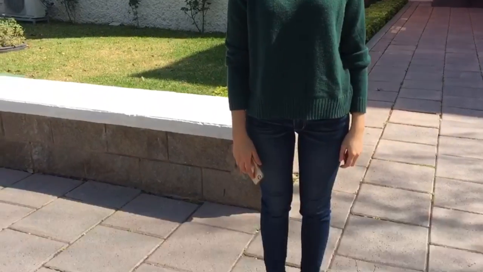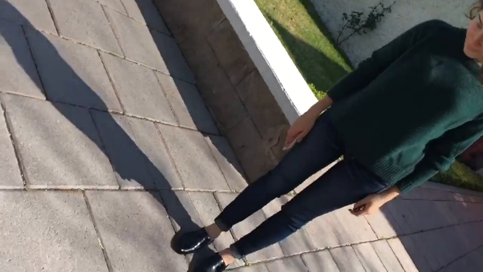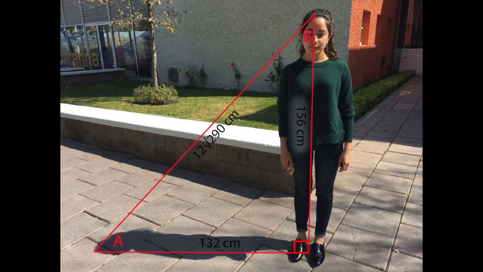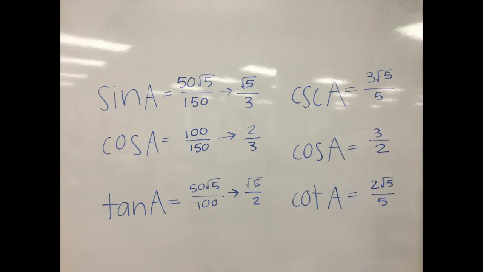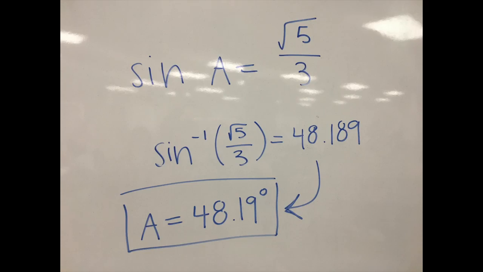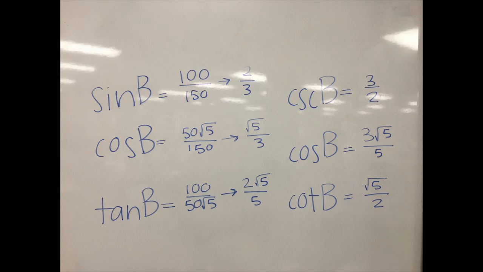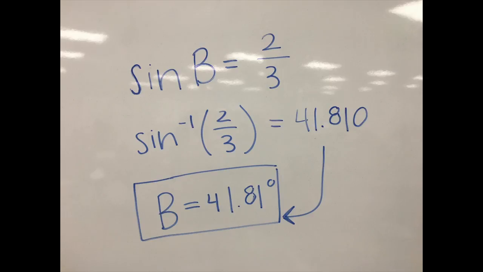For this part, I measured my height and my shadow to get the hypotenuse using Pythagorean theorem, and also got angle A and B after using the side measurements to find sine, cosine, and tangent, and then using sine minus 1 to get the angle in degrees.